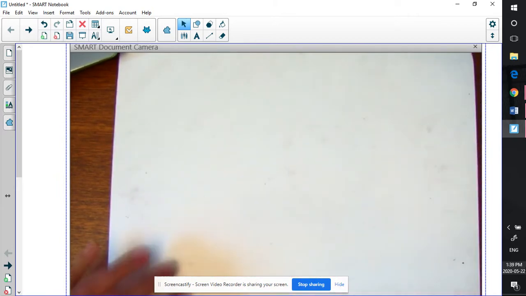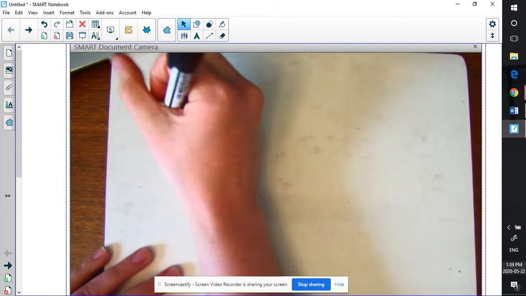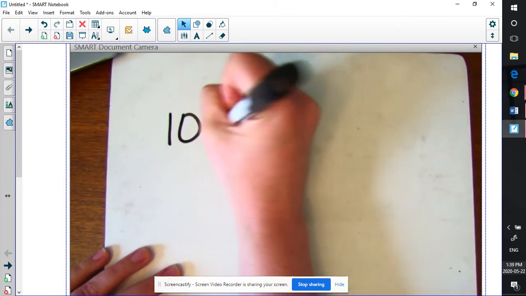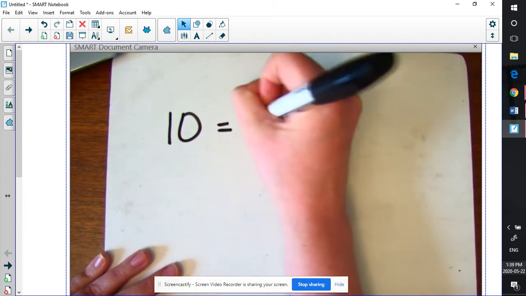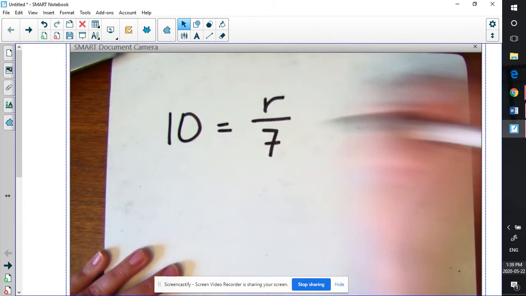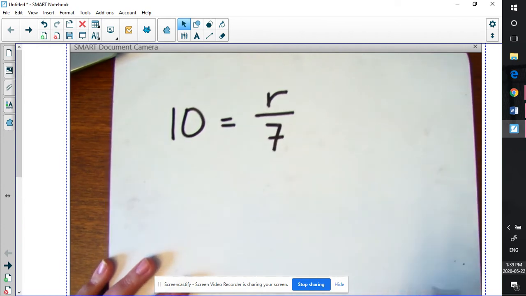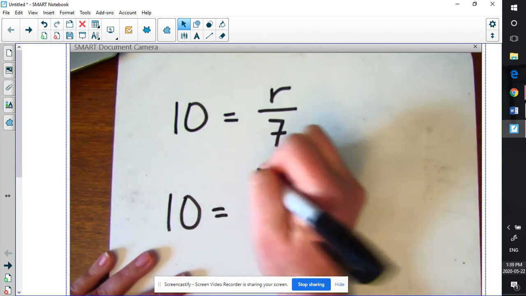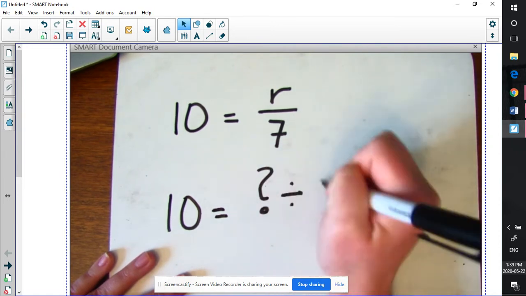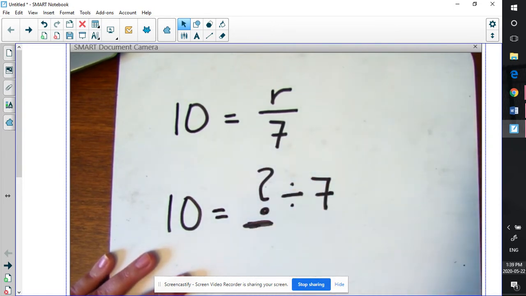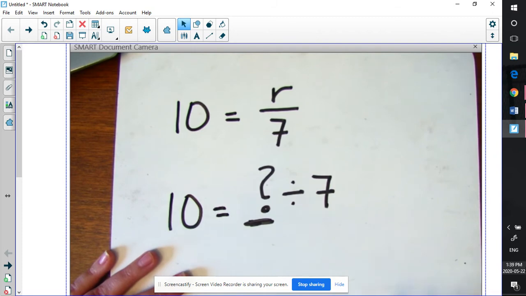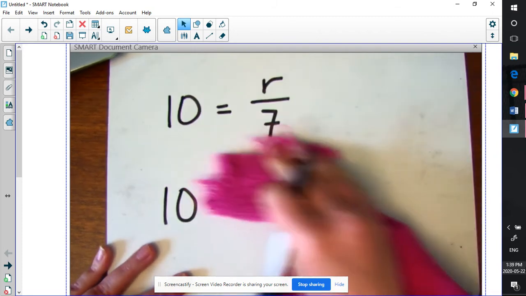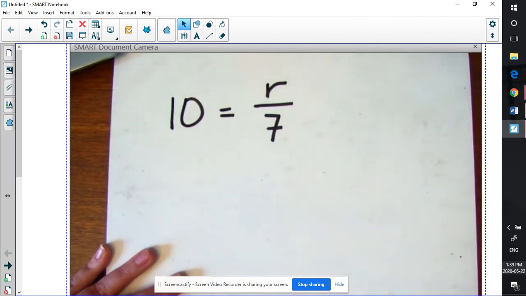Let's do another one. Let's say 10 equals r over 7. So another way that we can think about this is to get 10, you need to take some number and divide it by 7. What's that number? You got it? Great. If not, let's keep going.